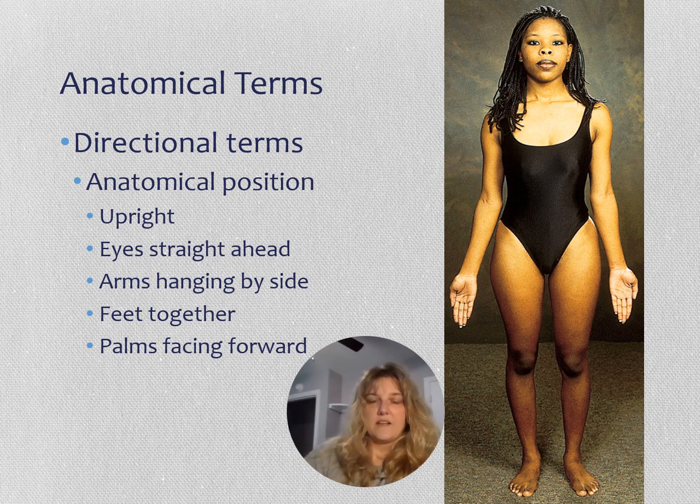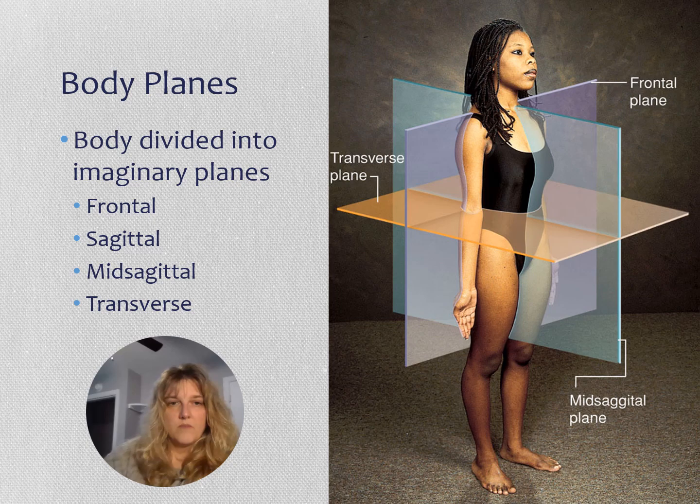Also, we look at the anatomical position, which is where you're facing forward in upright position. Your eyes are straight ahead, your arms are hanging by your side, palms are facing forward, and the feet are together. And then we can divide the body into planes. You have frontal, sagittal, mid-sagittal, transverse, all of those different planes. Just take a few minutes to review that information in your textbook.